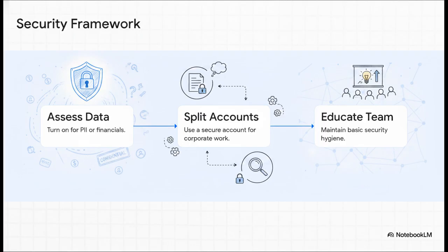Step 2. Consider using dedicated accounts. Keep a highly secure lockdown account strictly for your serious corporate work, and use a separate, standard account for casual, everyday internet research. And step 3, educate your team. Make absolutely sure everyone understands that clicking a little toggle button doesn't suddenly replace basic security hygiene and good old-fashioned critical thinking.